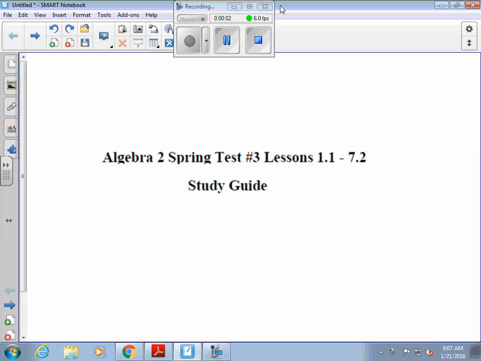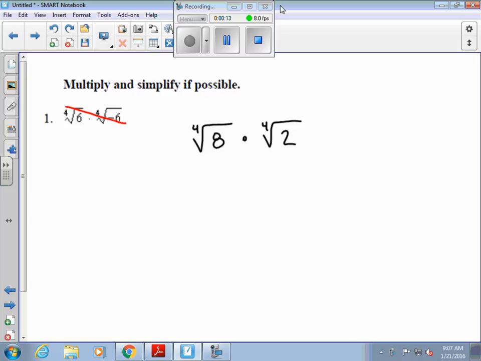This is Algebra 2, calling it test number 3 since we're on week 3. Spring test number 3. We got through lesson 7.2 where we did radicals. We did properties of rational exponents. We are changing the first 3 problems and omitting number 4 and 5 on the study guide I handed out.